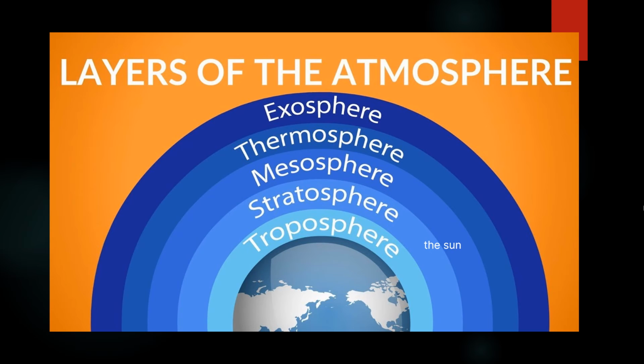The atmosphere of the Earth is composed of different layers: exosphere, thermosphere, mesosphere, stratosphere, and troposphere. The stratosphere is where you will find the very important ozone layer.